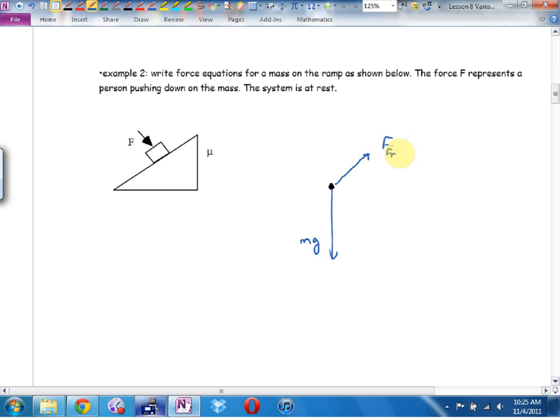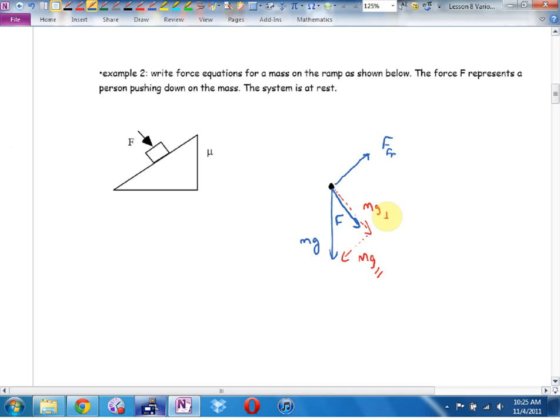By the way, we would break gravity up into mg perpendicular and mg parallel. Right? And now let's deal with the final two forces. There's the applied force. Now, this is a tricky free body diagram because stuff is going to overlap. The applied force is also in the same direction as mg perpendicular. Right?